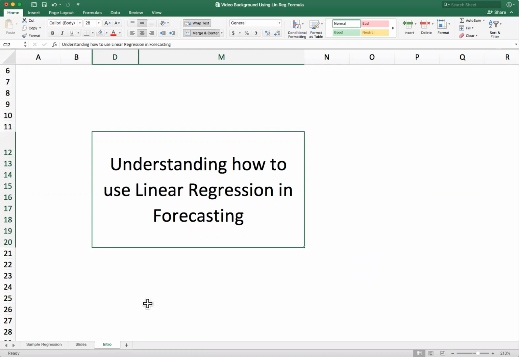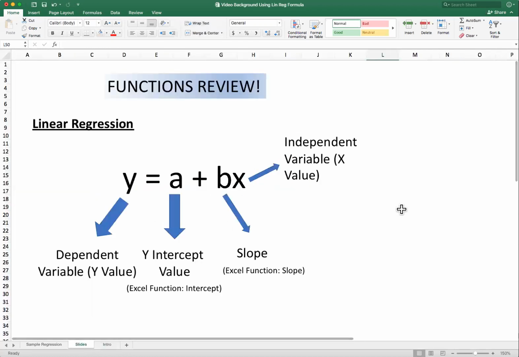And in other videos, we talk about how to calculate it if you want to, but you don't have to, necessarily, because Excel gives you some really easy tools. But we're going to understand how to use it, and more importantly, how to use it in the context of forecasting. So let's just quickly take a look at what the function is, what the formula is that comes out for linear regression.